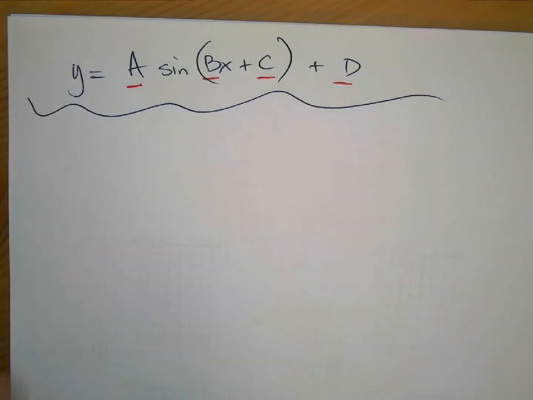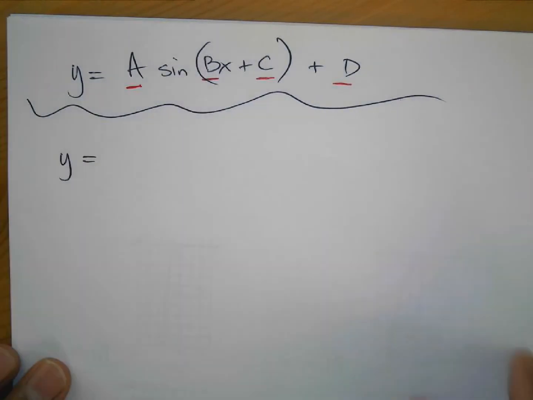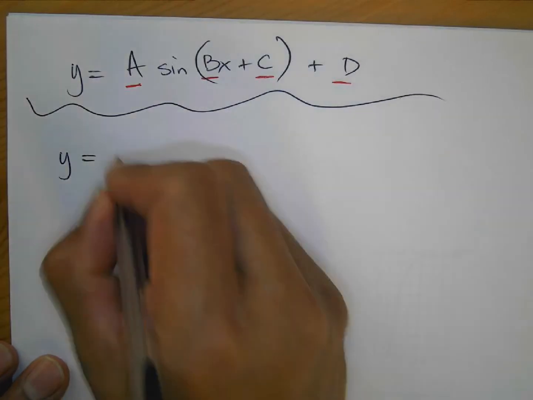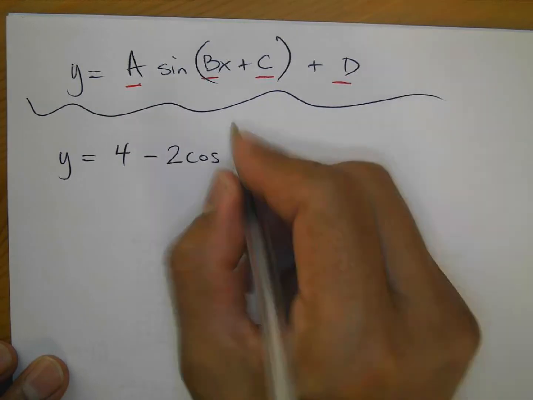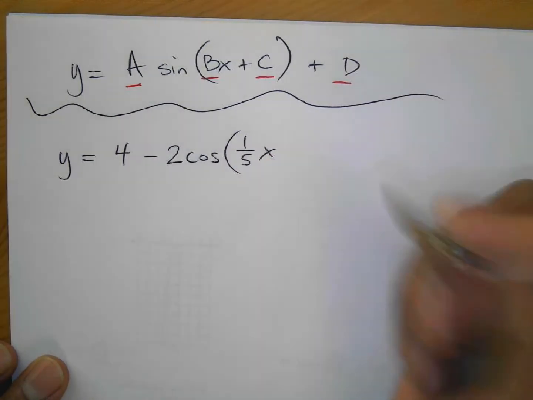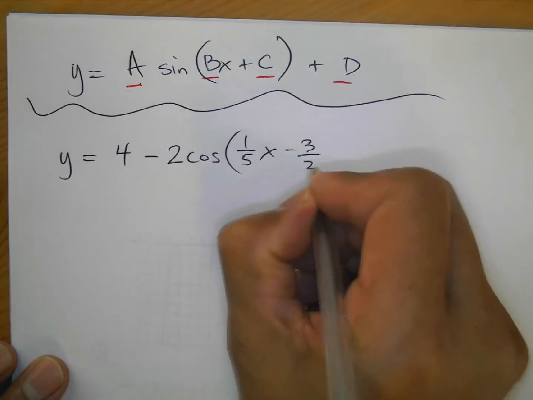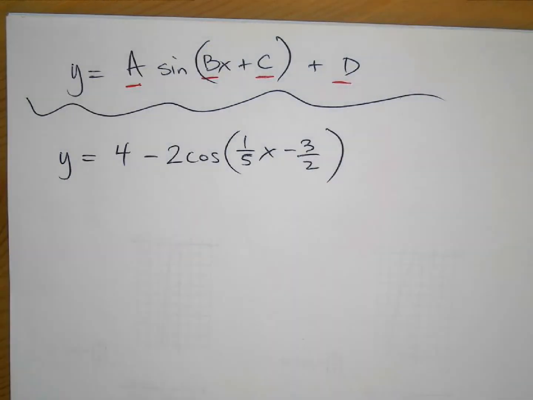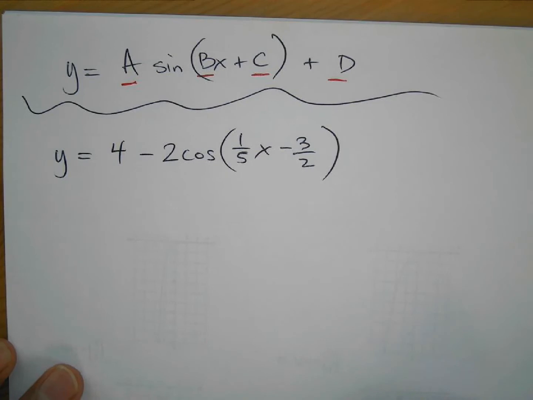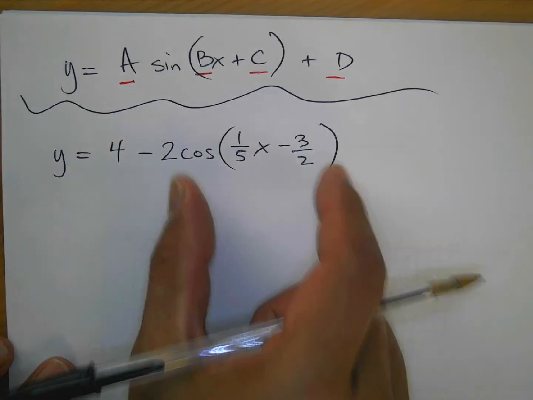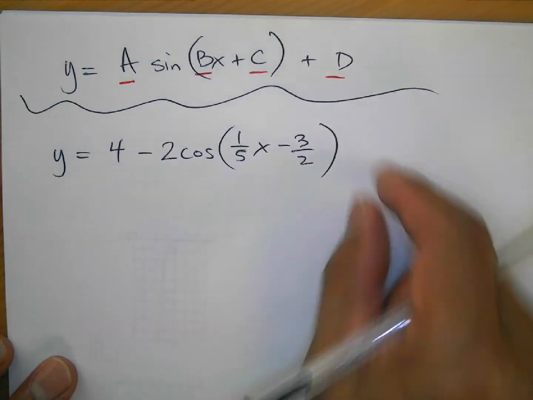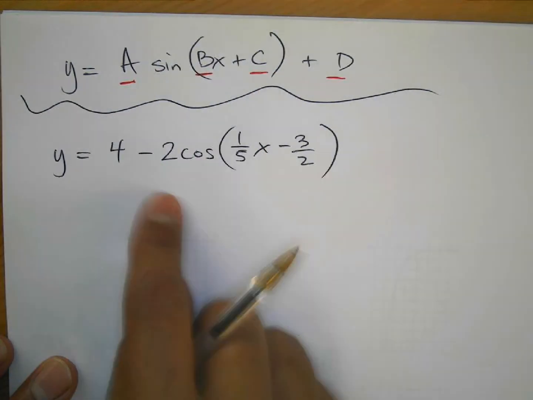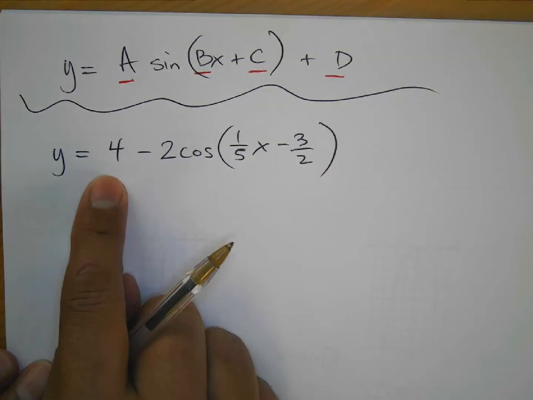The second one, what if you have something that says y is equal to 4 minus 2 cosine 1/5 x minus 3/2? Okay. This is not written correctly. I see this part here with the parentheses in the function, and I don't see a number back here. And actually, what did they do? They wrote it over here.